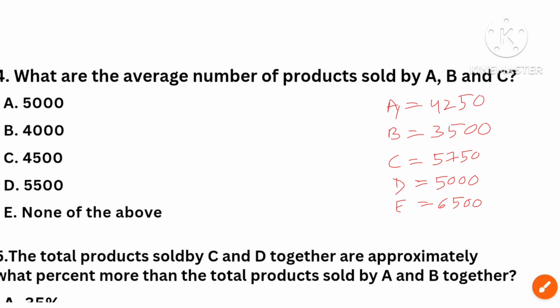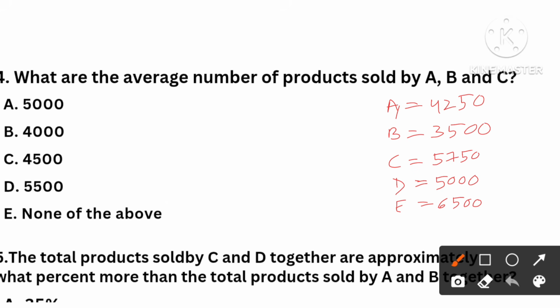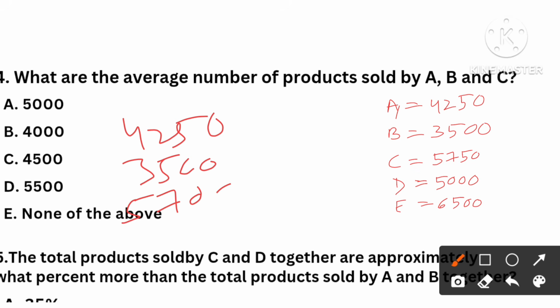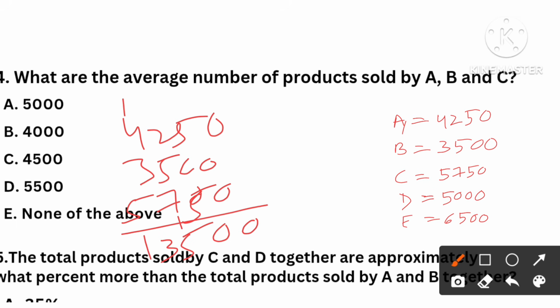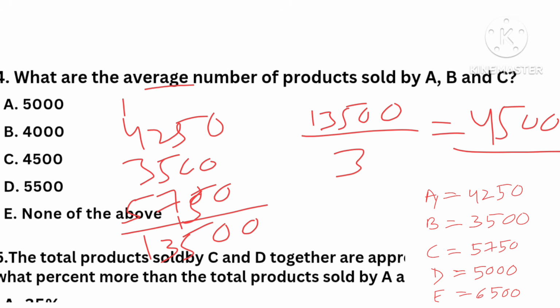Now question number 4. What is the average number of products sold by A, B, C together? 4250 plus 3500 plus 5750. The sum of these three is 13500. Asked about average means divided by 3. 13500 divided by 3 is 4500. So the answer will be 4500. Option C is the answer for this question.